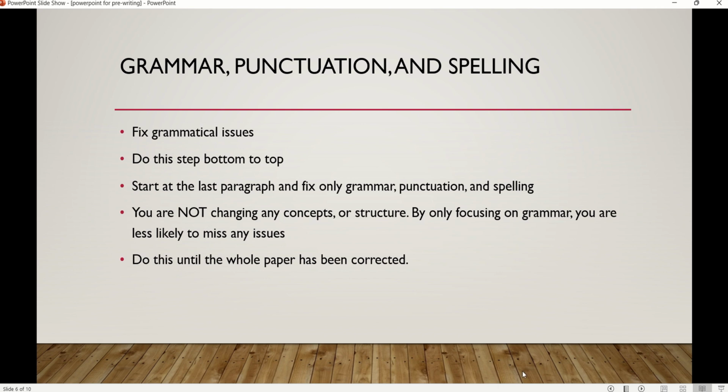At this point, you would take your outline and construct your paper in that order while creating paragraphs and expanding on ideas. Next, you need to fix grammatical issues. Do the step bottom to top. Start at the last page and fix, at this time, only grammar, punctuation, and spelling. At this time, you are not changing any concepts or structure. By focusing on only grammar, punctuation, and spelling, you are less likely to miss any issues. Do this until the whole paper has been corrected.